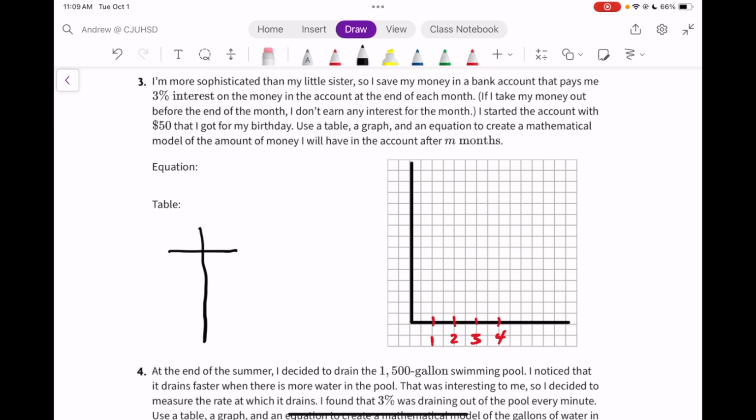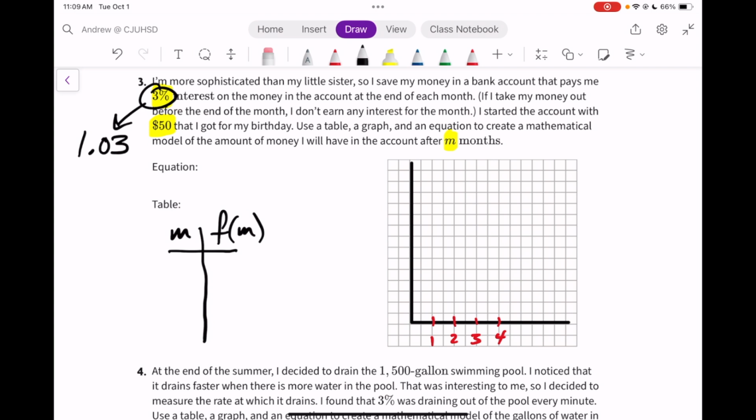So it says, I'm more sophisticated than my little sister, so I've saved money in a bank account that pays me 3% interest. So from the last unit, remember that when you have 3% as a multiplier, that's going to be 1.03. It's 100% plus 3% more. This time, they'd like us to use the letter M. And 3%, of course, is important, and so is $50. So at time M, F of M will be the money after the month.